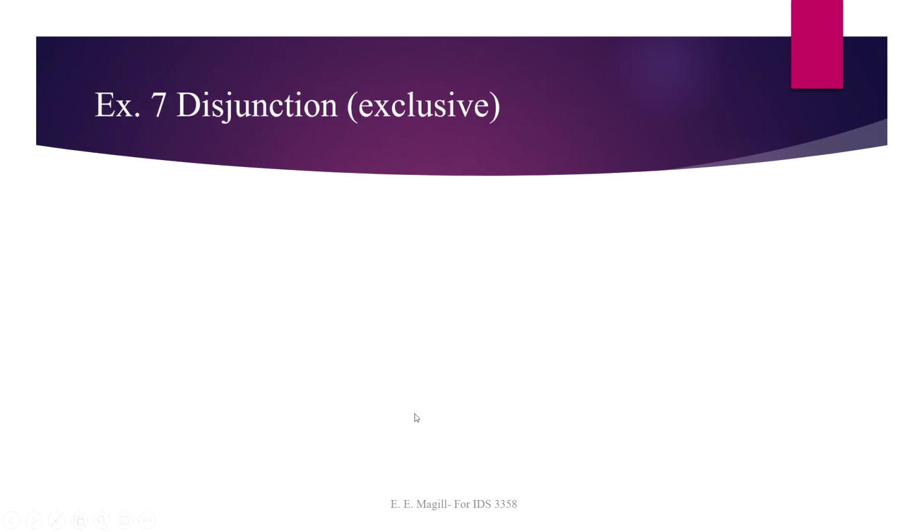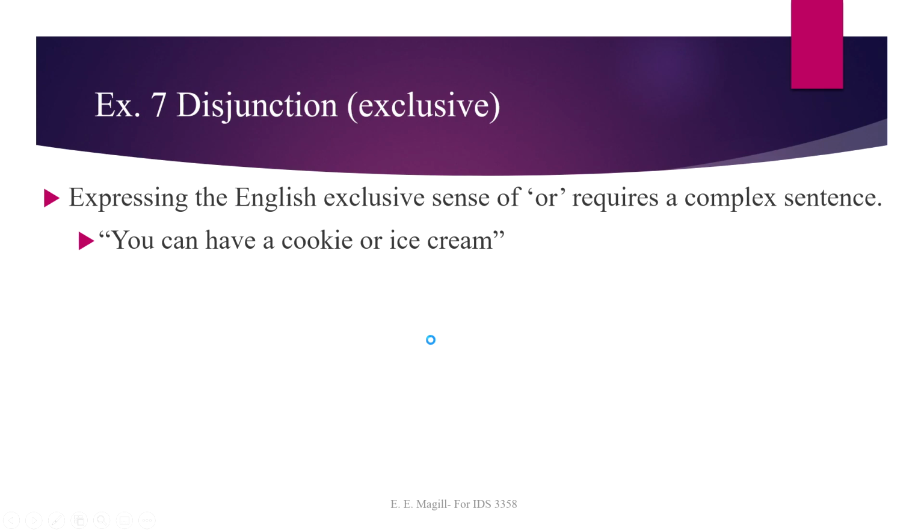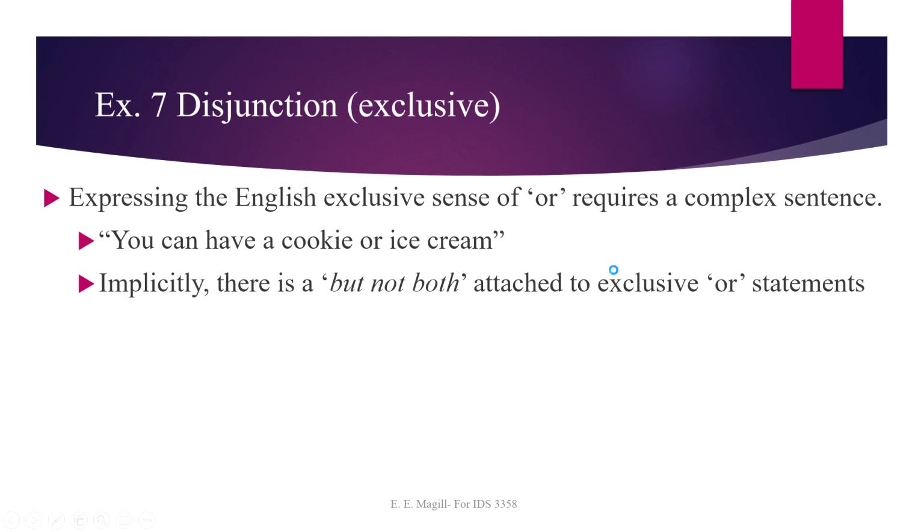So the last example for today is the exclusive sense of or that I mentioned in previous videos. So the example is a parent telling their child that they can have a cookie or ice cream for dessert. There is an implicit but not both attached to the offer of either or. In this class, but not both will never be implicit. You should always read or statements as inclusive unless you see but not both written there.